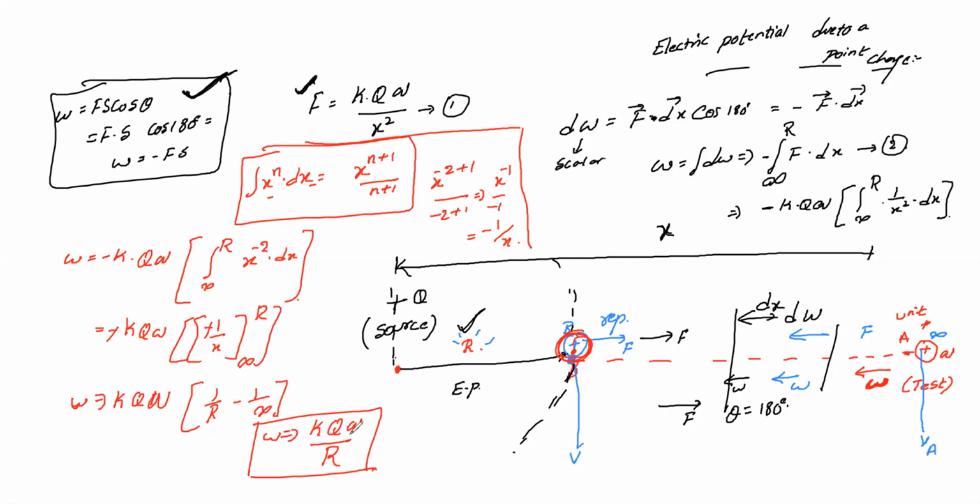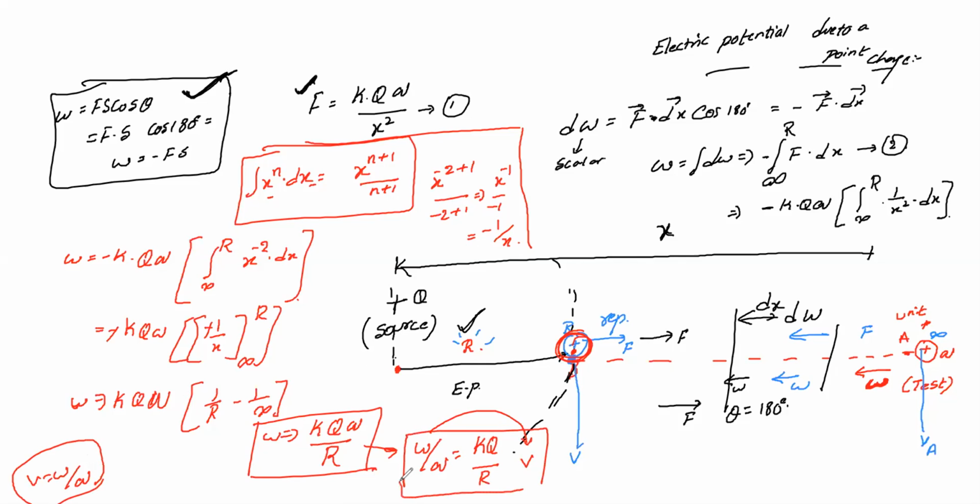About this point charge, we know that potential V is equal to W by q, where capital Q is the source charge and small q is the test charge. Remember it: work is acting on the test charge. So I can write this relation as W by small q is equal to K capital Q by R, where W by small q is nothing but your potential V. So this is your equation.